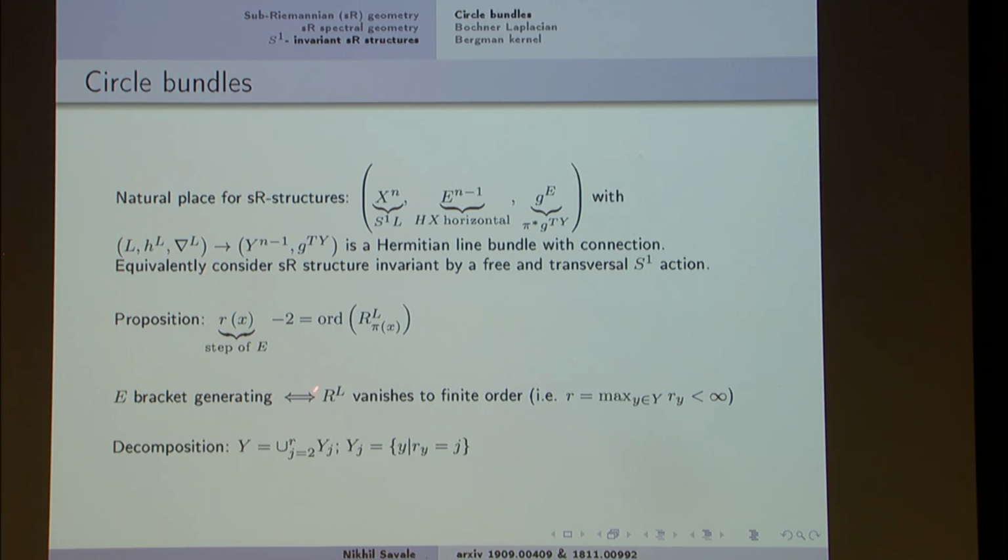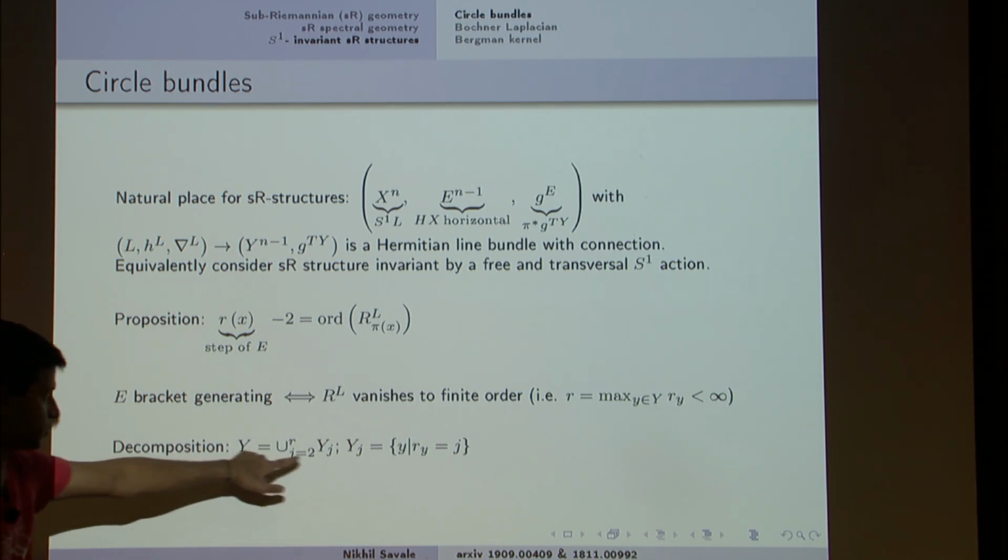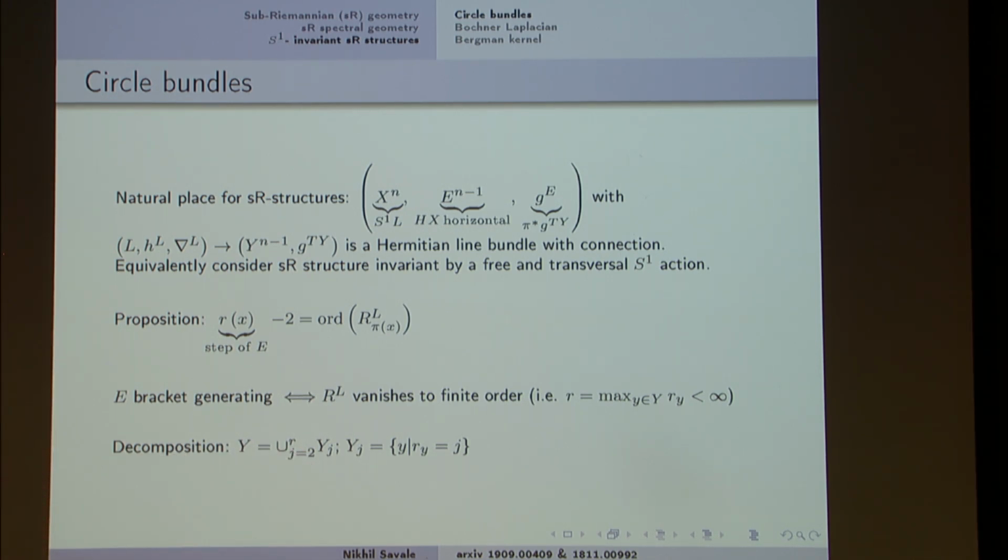Okay, and there's a corresponding decomposition of your manifold according to the order of vanishing of the curvature. So this Y_j is the subset of your manifold Y where the curvature vanishes to order j. And this will play a role in the result.